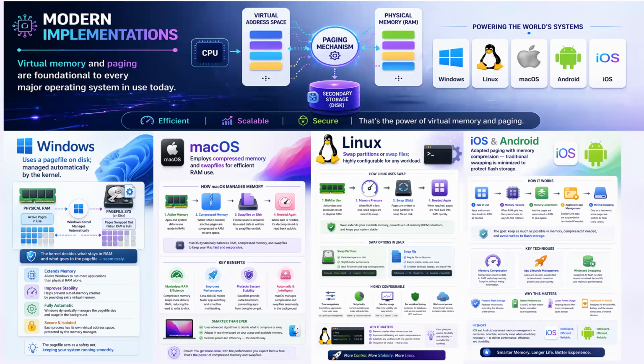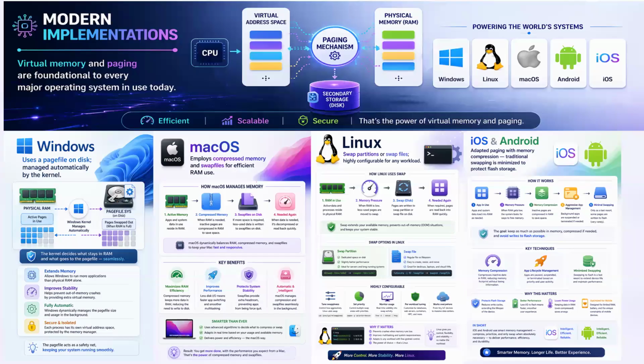Let us talk about Windows, the Microsoft Windows operating system. Windows uses a page file stored on a disk. This acts as an extension of RAM. You can search for that page file. The key point here is it is automatically managed by your Windows kernel. You don't have to manually control it in most cases. So the system dynamically decides when to move pages, how much space to allocate, and how to balance the performance.